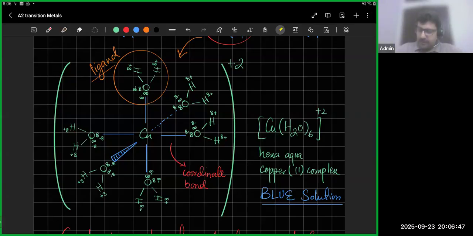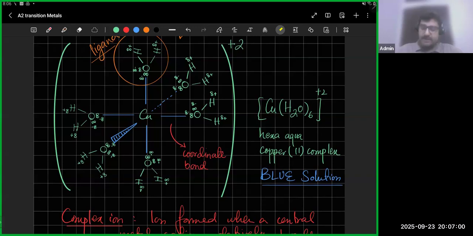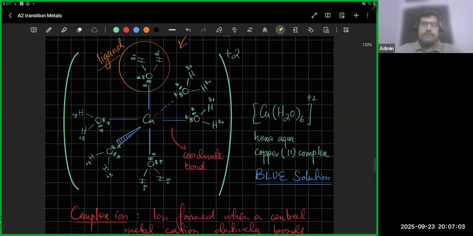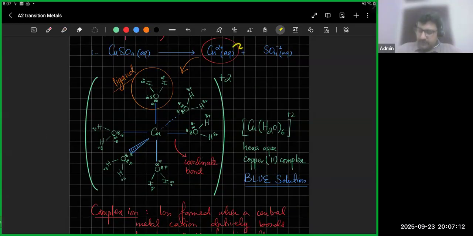So copper gets surrounded by water molecules, 6 of them. This is known as hexaaquacopper(II) complex; aqua means water. That's your blue solution. The blue color of aqueous copper sulfate is not because of copper sulfate, it's because of copper ions being surrounded by water molecules. So that's [Cu(H2O)6]2+. You have to remember a couple of these complexes.